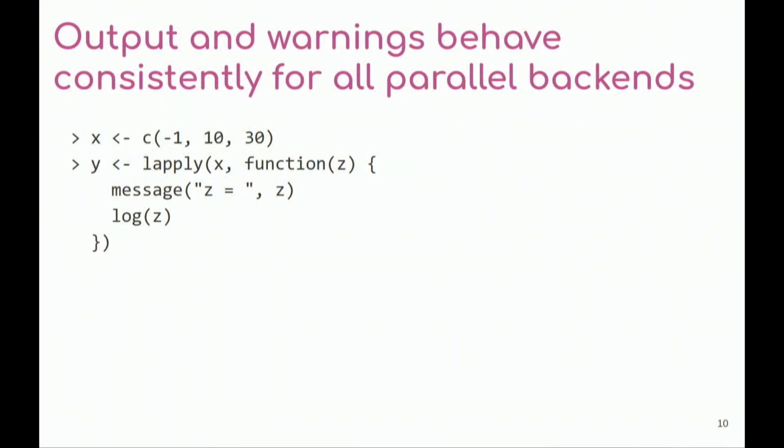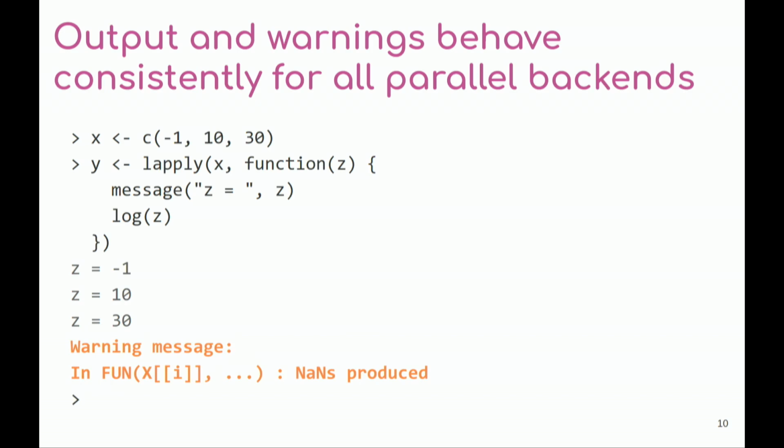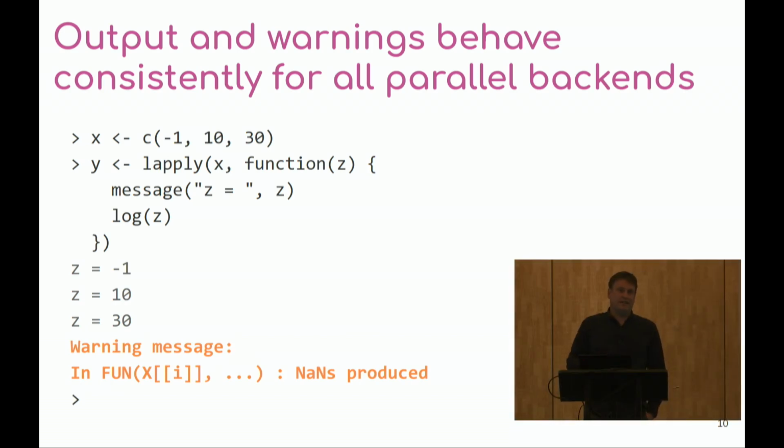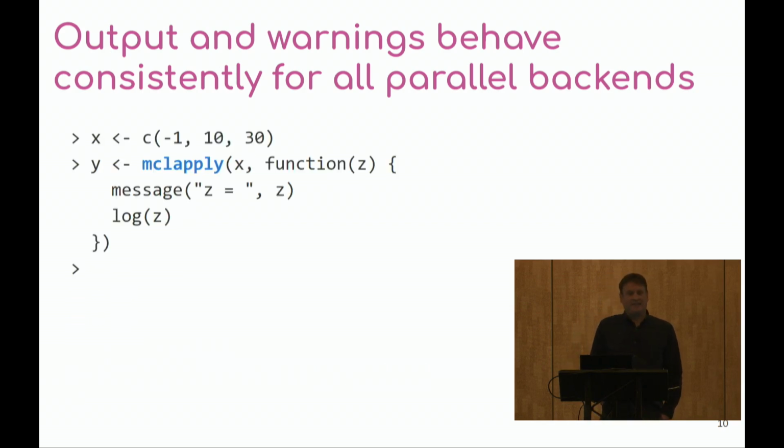And if you look at this toy example here, it's not very efficient, but you have a vector of -1, 10, and 30, and you want to take the log of those. You can use that in an lapply call. And in each iteration, you say which element you operate on as well. You're going to get the output, z equal -1, 10, and 30. We're also going to get a warning because log of -1 is not defined. If we try to do the same thing in, for instance, mclapply, it's going to be silent. If you're in a Linux terminal, you're probably going to get some messages. You won't get the warning, but messages, and that's just by pure luck and not by design.